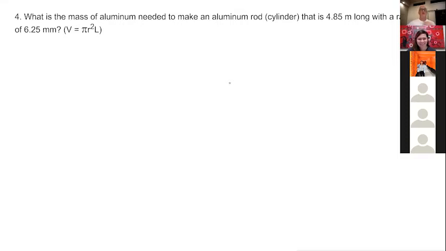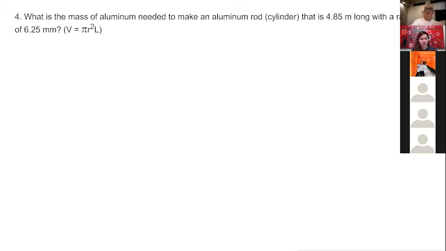All right, number 4. Has anyone tried this one yet? Because there's some information in this one that we need that isn't in the question, that you have to look up. So let's just write down what we have.